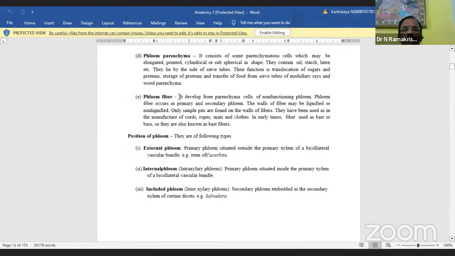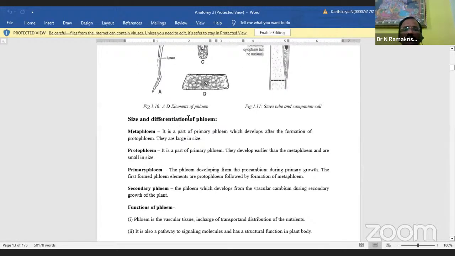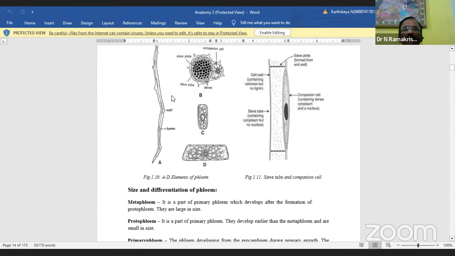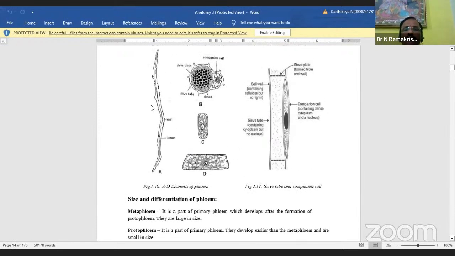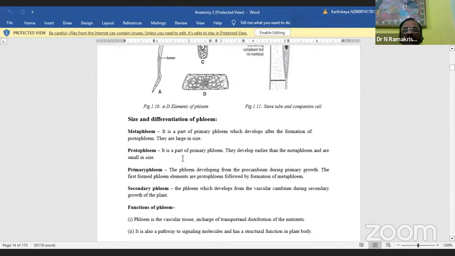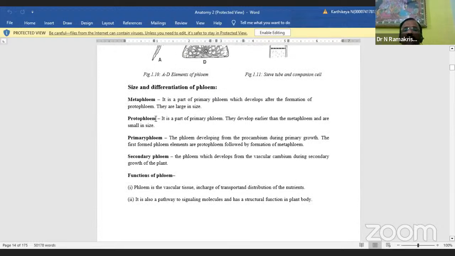And now you see here. So here I am showing the elements of the phloem. Different types here, now you see. So these are the phloem cells, the elements of phloem: sieve and companion cells. And sieve means here different types are there. Okay, so metaphloem, protophloem, primary phloem, secondary.